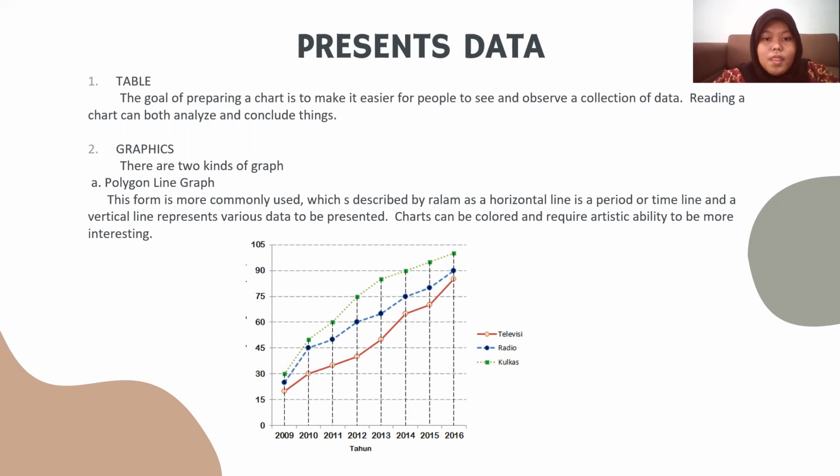The chart shows a steady increase in sales of television, radio, and refrigerators every year. Among the three, you can see that refrigerator sales are the most and television sales are the least.